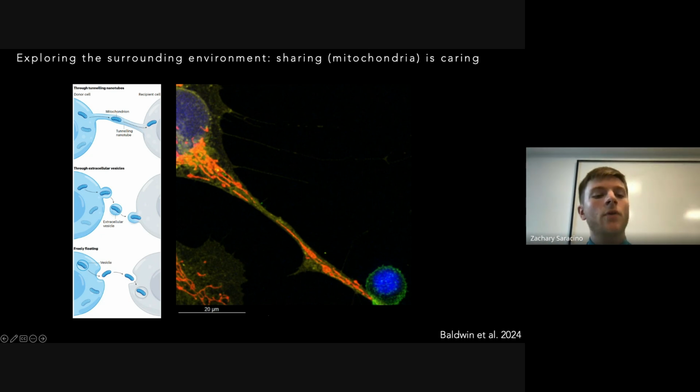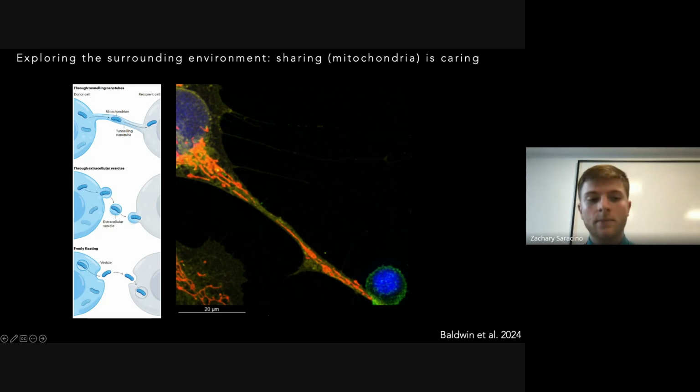If you take a look at the diagram on the left, you can see that one is through tunneling nanotubules, which basically are a direct connection from the donor to the recipient cell. And the mitochondrion gets shuttled over from the donor to the recipient cell, where it then becomes a part of that cell's cytoplasm. You also have extracellular vesicles. So, of course, the mitochondria will bud and fuse with the plasma membrane and break off into a vesicle that then gets transported through the extracellular matrix and then fuses with the recipient plasma membrane and then into the cytoplasm.